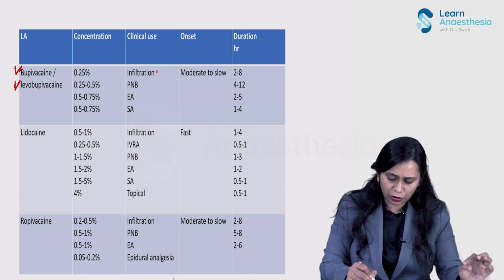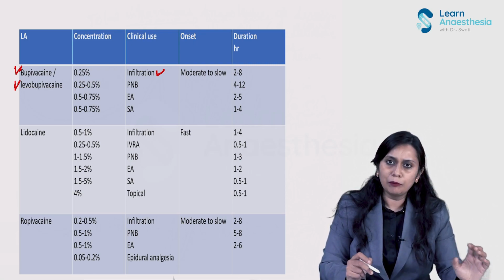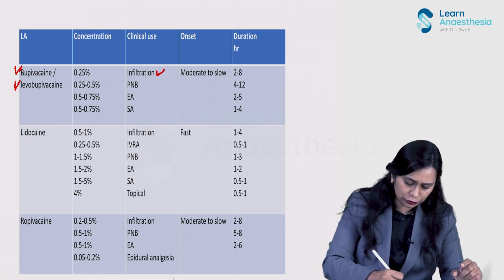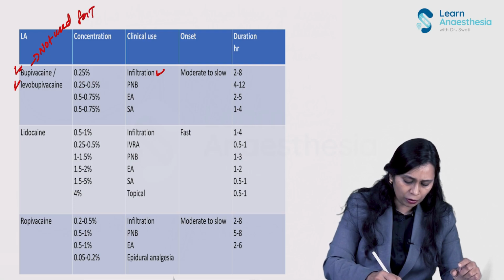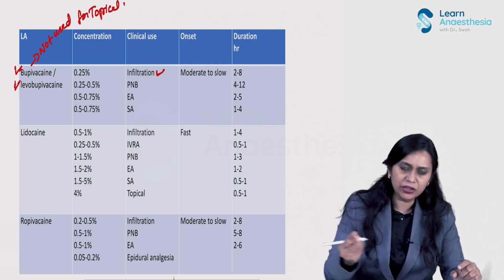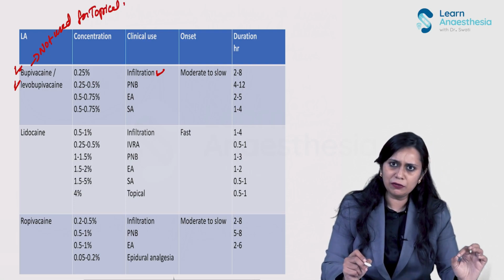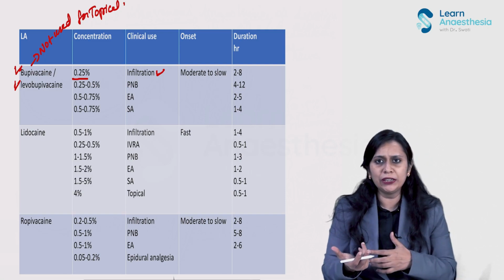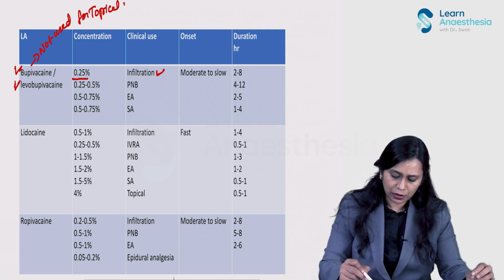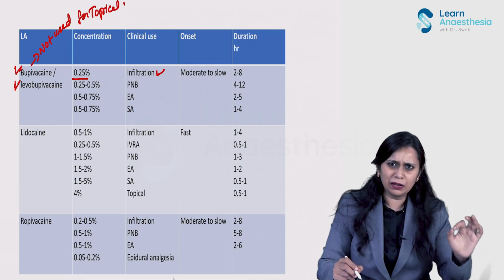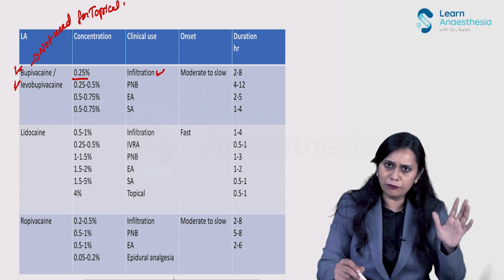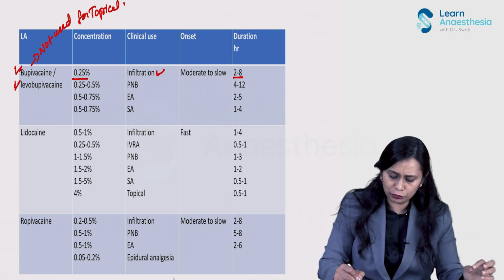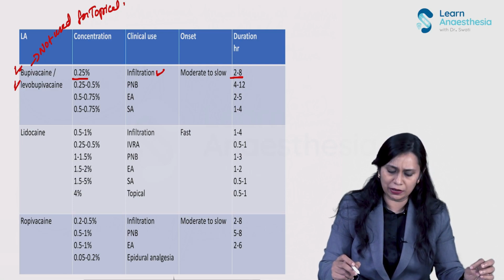This can be used for local infiltration. Bupivacaine is not used for topical. Remember, topical penetration is not there. For infiltration, very commonly it is used. And we use mostly 0.25% for skin infiltration, for wound infiltration. Right? Onset is moderate, and duration is 2 to 8 hours. We get analgesia for 2 to 8 hours.